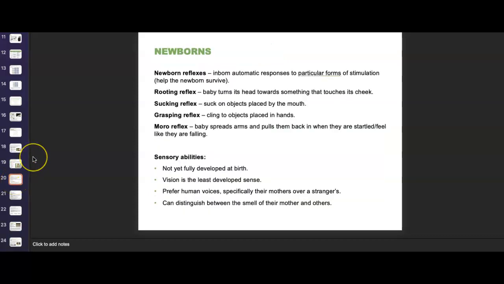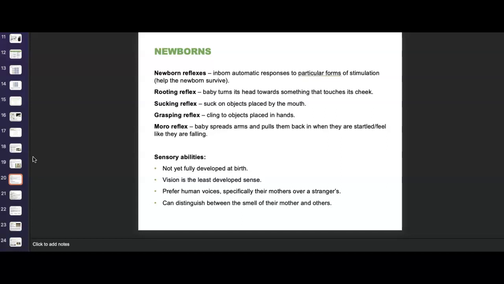Once we're out of that prenatal stage and we're in the newborn stage, you begin to see newborn reflexes. These are inborn automatic responses to particular forms of stimulation. These are things that help the newborn survive. You see 4 reflexes commonly right away in newborns. The rooting reflex, which allows babies to turn their heads towards something that touches their cheek. So if you're stroking your finger along their cheek, they'll turn their head towards your finger.